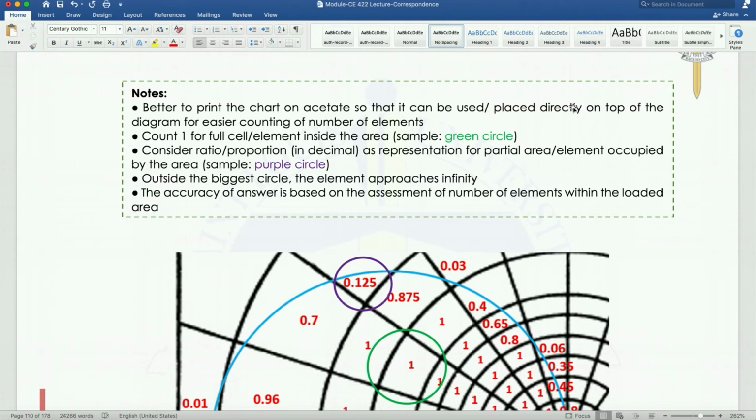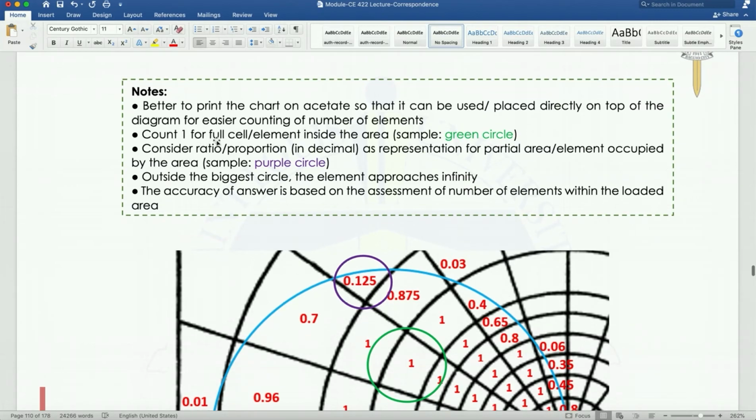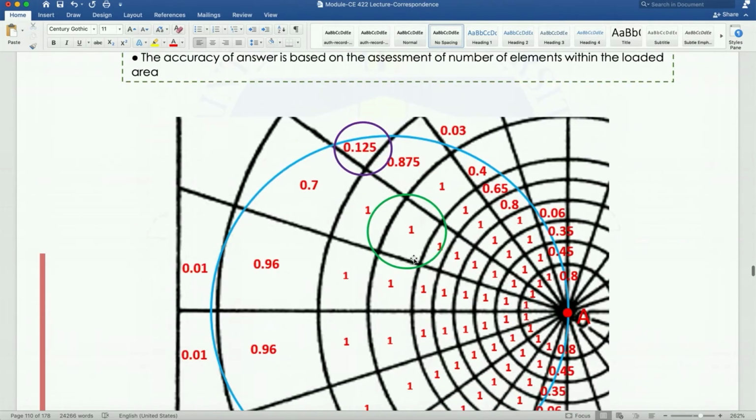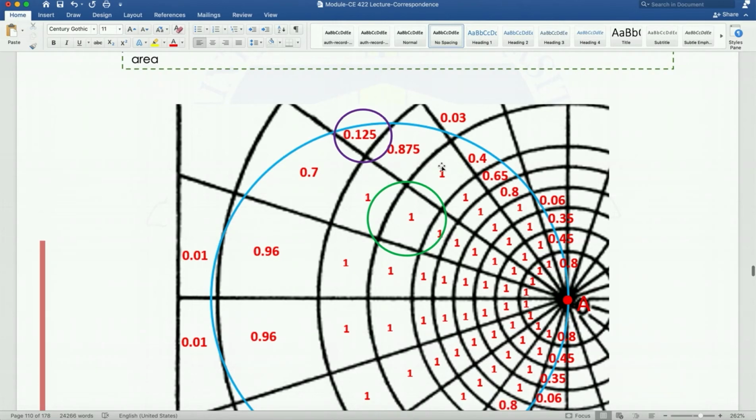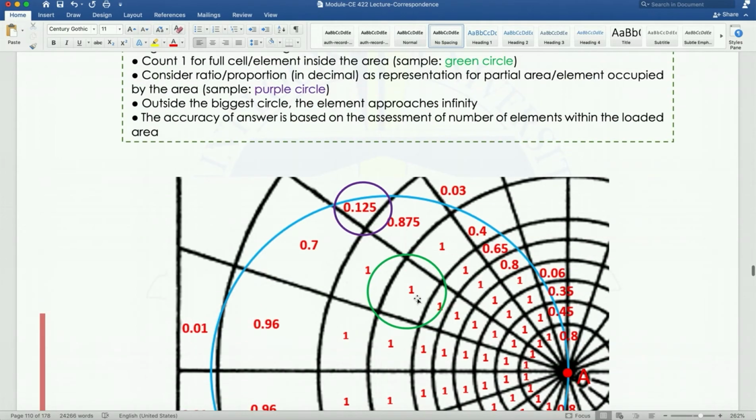So we need to take note that better to print the chart on acetate so that it can be used or placed directly on top of the diagram for easier counting of numbers of elements. Then count 1 for full circle element or cell element inside the area. So this is our area here. This is just a reminder that this is our area na buong itong cell na to nasa loob ng area. Therefore, we count that as 1.